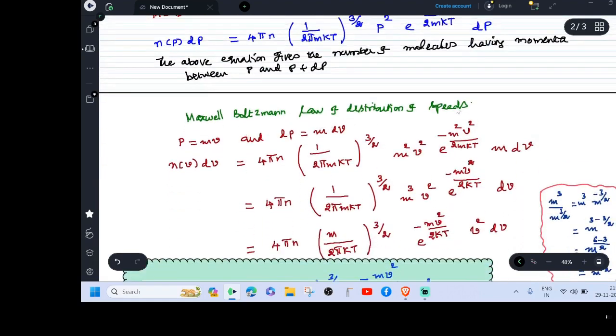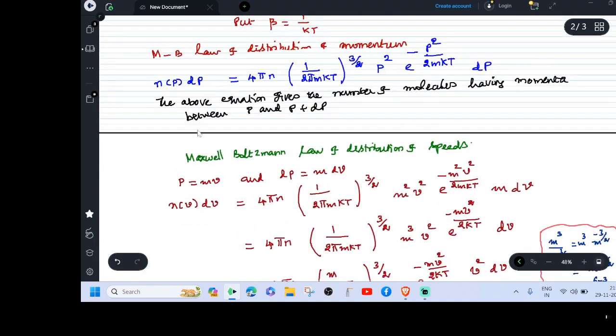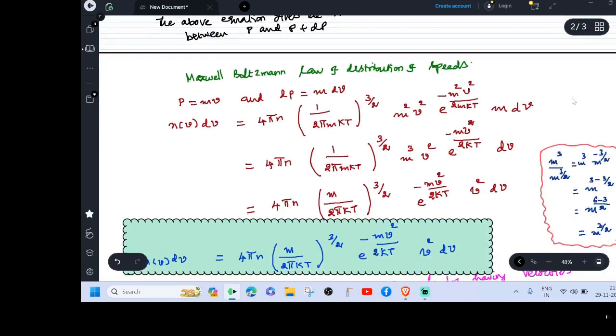Maxwell-Boltzmann law of distribution of velocities is obtained by replacing p by mv and dp by m into dv in the above expression. Here n of v into dv equal to 4 pi n into 1 divided by 2 pi m kT power 3 by 2. Instead of this p square, we have to write m square v square. Then e power, instead of this p square, put this negative sign as such, m square v square divided by 2m into kT. Then dp is m into dv. Now, this m square and m.